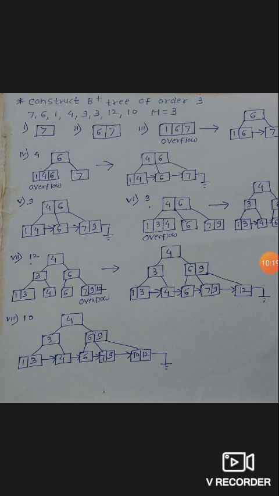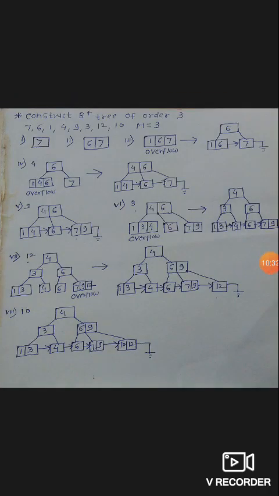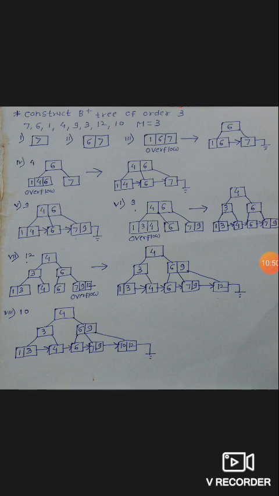First is 7. As we have given order equal to 3, therefore each node has capacity to store number of keys equal to 2. First is 7, it gets added as it is. Next one is 6. Here also in B plus tree all keys should be arranged in the ascending order, so as I add 6 it becomes 6 7. Next is 1. As 1 gets added it becomes 1 6 7. Now a node is having number of keys equal to 3.